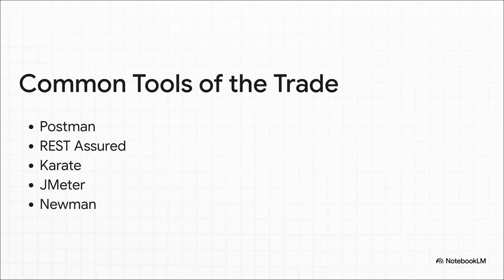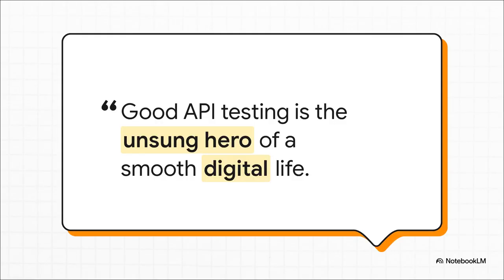Now, of course, testers aren't doing all of this by hand. They have a whole toolbox of powerful software to help automate this stuff. Tools like Postman let them send any kind of request they can dream up, while tools like JMeter can pretend to be thousands of users all at once to really stress test the system. And really, that's what it all comes down to.